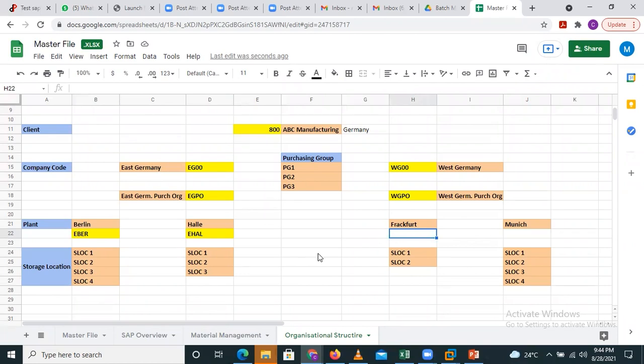Now Frankfurt plant belongs to West Germany, so W for West and Frankfurt FRA. So we gave naming conventions for the client, for the company code, and for the purchasing organizations as well.